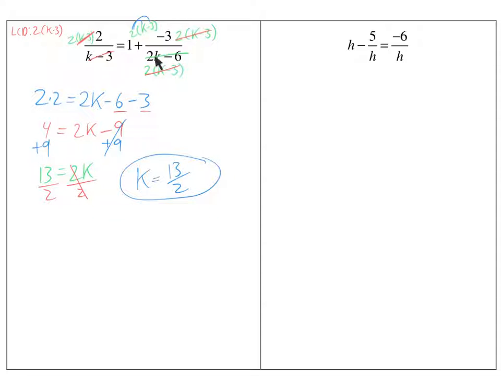Now, will 13 over 2 create a denominator of 0? No, because my restriction here is 3, which here it's also 3. That's not 3, we're good. 3 would cause an error, but this doesn't. So we have solved it nicely.